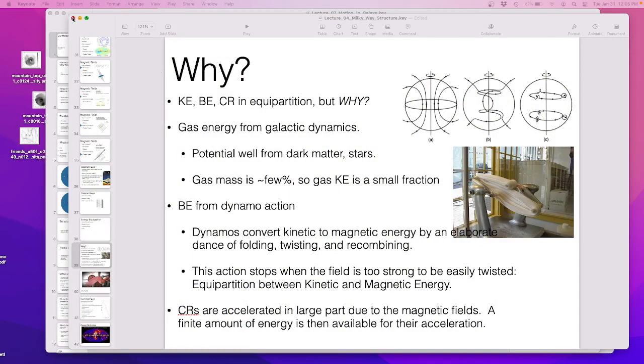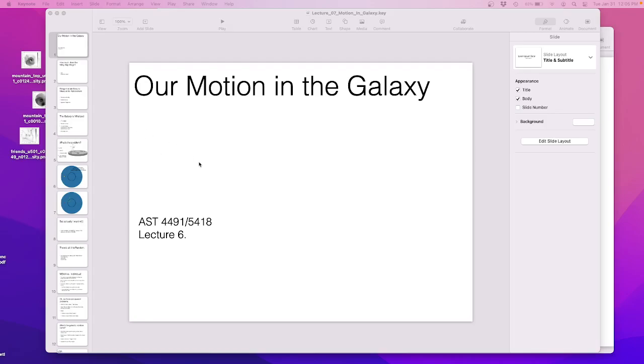Okay, I think that's all I have to say. Any other questions about the structure of our galaxy? I'm going to hope to get through all of this in one day. What time is it? I got it now.